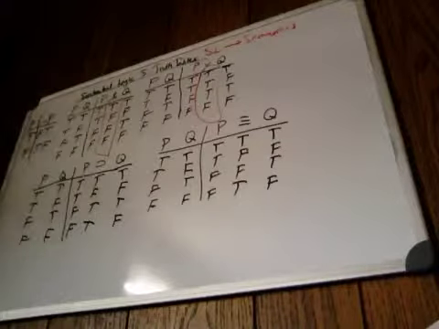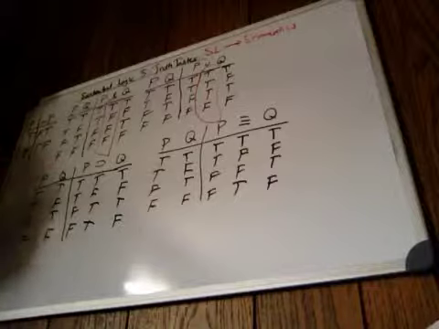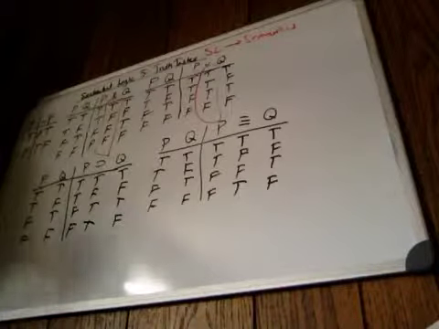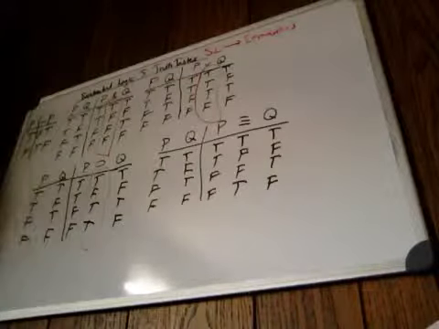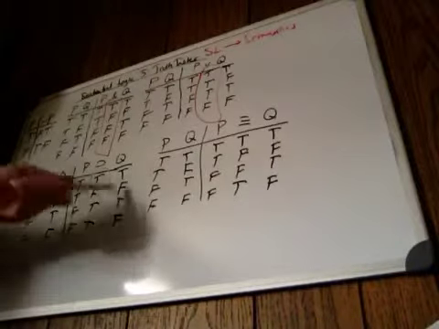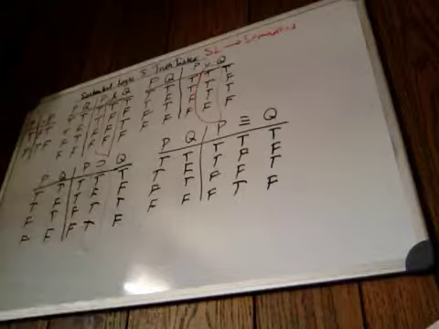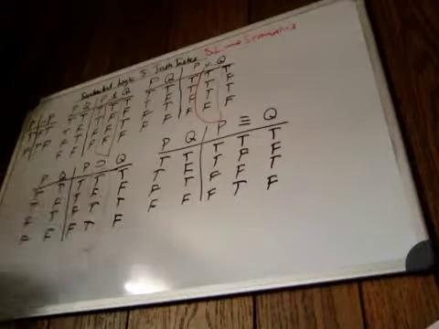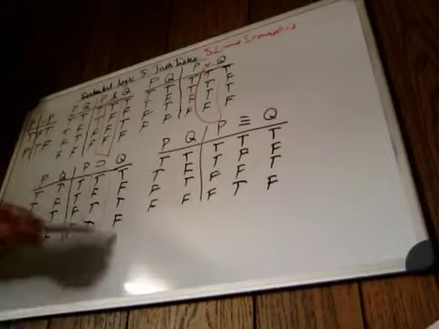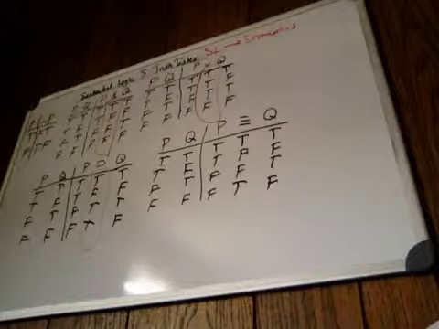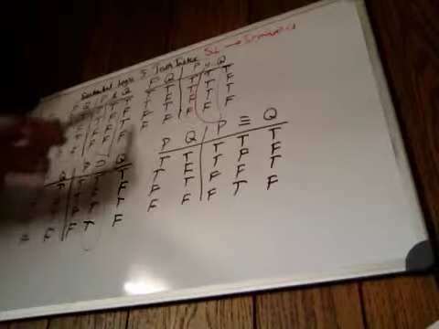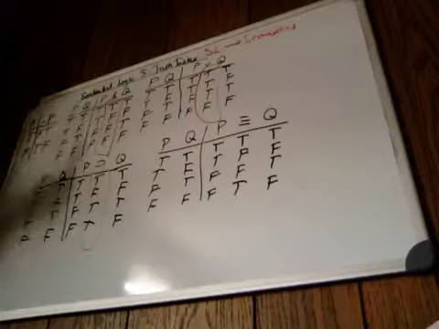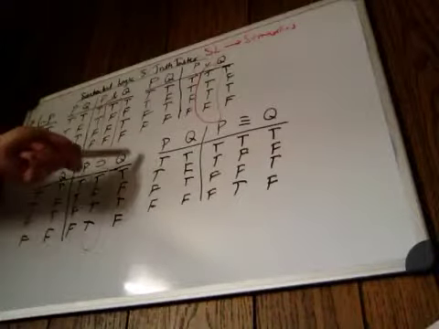Okay, on to horseshoe. Horseshoe means if-then, if P then Q, and again, this is what matters here. The only time that a horseshoe is false is when we have T then F. So T and T, T. T and F, F. F and T, T. F and F, T. Because the only time that a horseshoe is false is when the antecedent is true and the consequent is false.